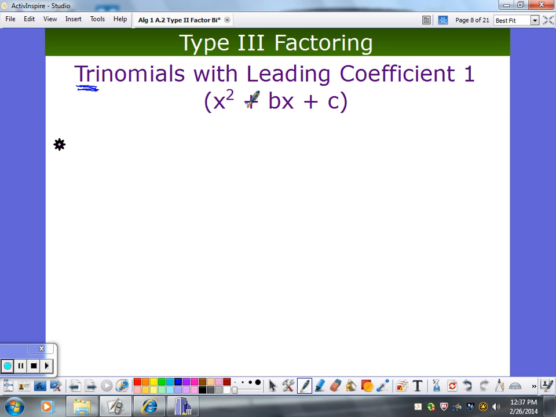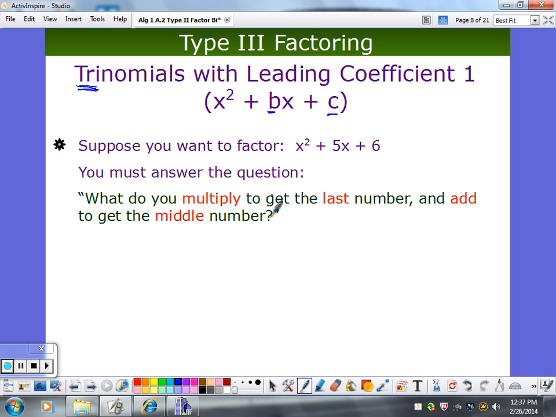A question over there? Right, x squared plus bx plus c. And what do I mean by the b and the c? They're placeholders for numbers. So x squared plus 5x plus 6 is an example of something that fits type 3 patterns. It's a trinomial with a leading coefficient of 1. Okay. So this is an example of a trinomial that we want to factor.